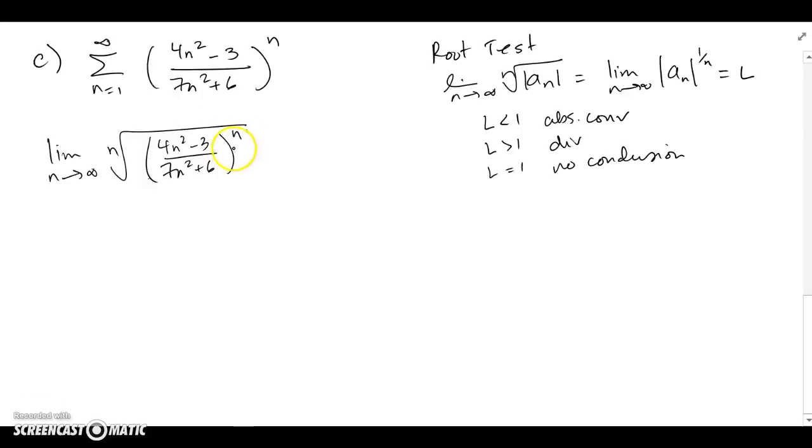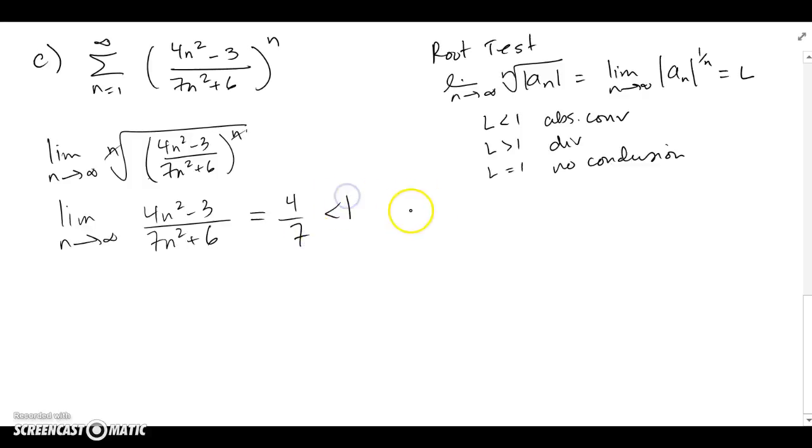What happens here when I take the nth root of a sub n, nicely these go away, and I just end up with the limit as n goes to infinity of this nice rational expression, same degree on top and bottom, so that's just going to be 4/7. Very easy limit analysis, and that's less than 1, so therefore this series converges by the root test. So with everybody raised to the nth power, very nicely and quickly the root test knocks off that power.